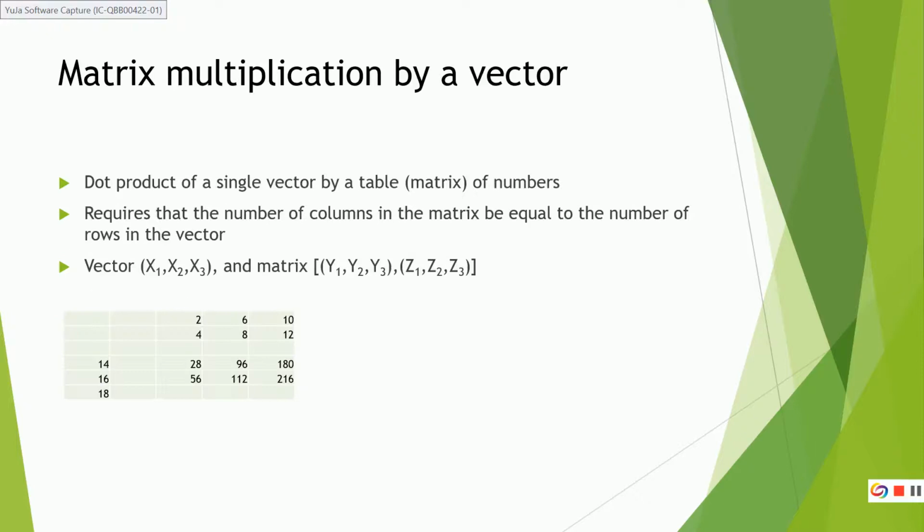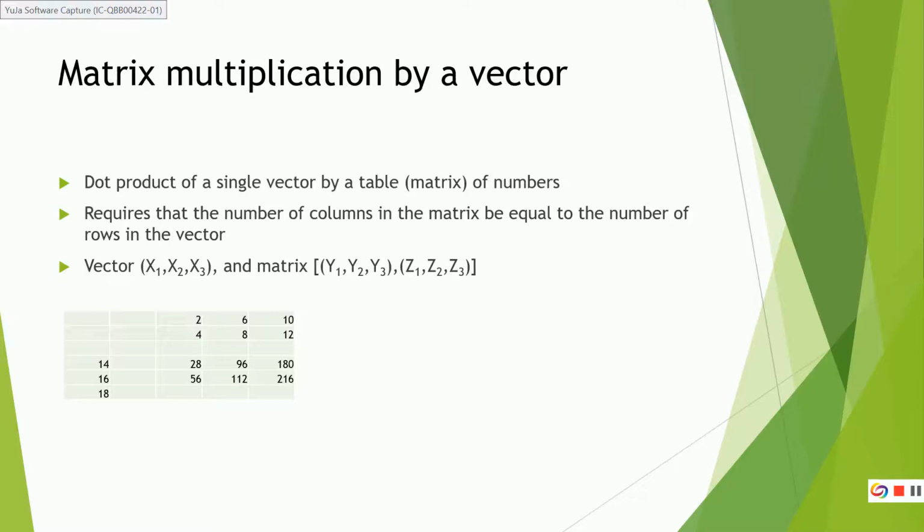A dot product of a single vector multiplied by a table of numbers, or a matrix, is what is matrix multiplication by a vector. The important fact is that in order for this to be true, it requires that the number of columns in the matrix is equal to the number of rows in the vector. And so we take x1, x2, x3 in the matrix, y1, y2, y3, z1, z2, z3, and we do dot products for all of those combinations in the same way that we did for the two vectors, and we get a table or another matrix of the dot product values.